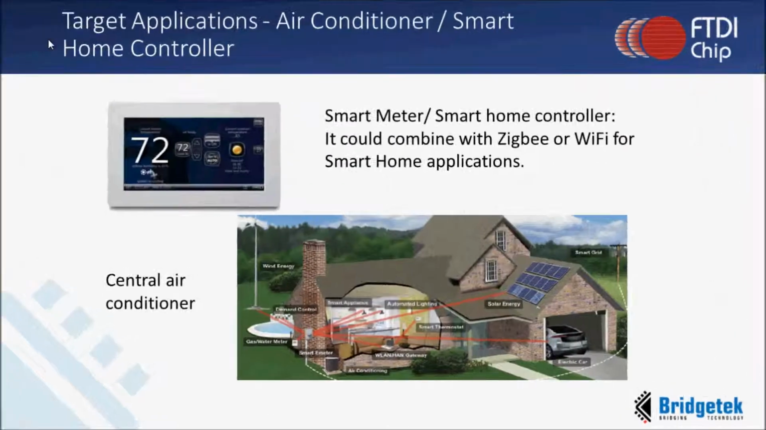So the first example we have here is of an air conditioning or smart home controller. A smart home controller could be combined with Zigbee or Wi-Fi for smart home applications, or you can use the display for a central air conditioning controller.